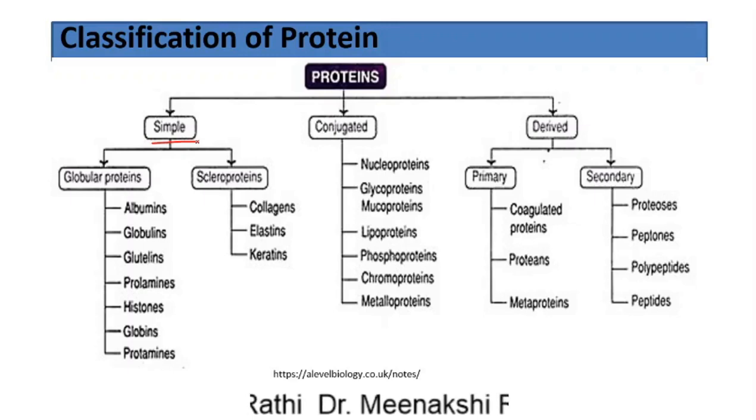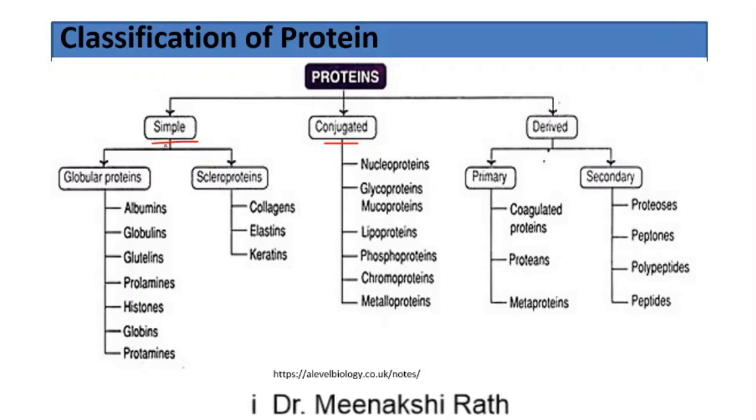While conjugated proteins contain, along with amino acids, some non-protein part which is known as a prosthetic group or conjugated group. While derived proteins are the denatured or degraded products of simple and conjugated proteins. These three classes, simple, conjugated and derived, are further subdivided into different groups.